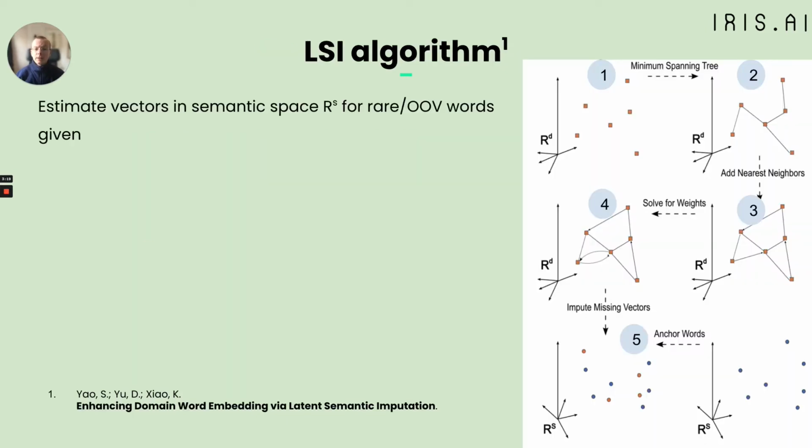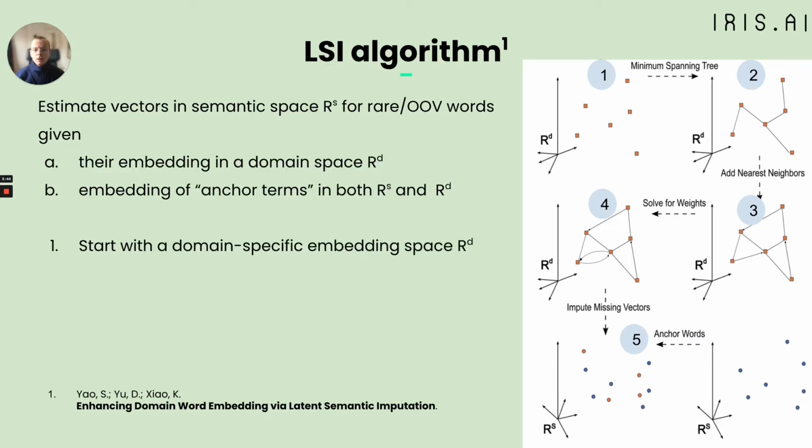I'll briefly summarize the latent semantic imputation algorithm before going into our experiment. LSI can be used to create or impute word embedding vectors in a semantic space for a new word, using an embedding of that word in a domain-specific space. LSI achieves the imputation as a weighted average over existing word embedding vectors, with the weights derived from a separate domain-specific feature matrix. This approach is inspired by a dimensionality reduction technique known as locally linear embedding. The weights are calculated in the LSI algorithm in the following steps, as shown in the diagram.